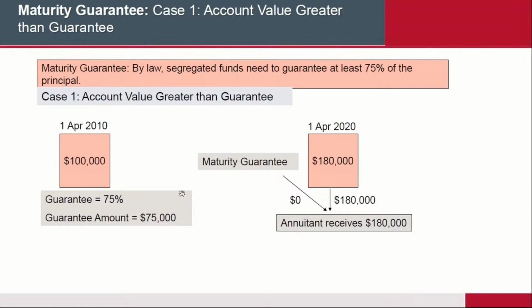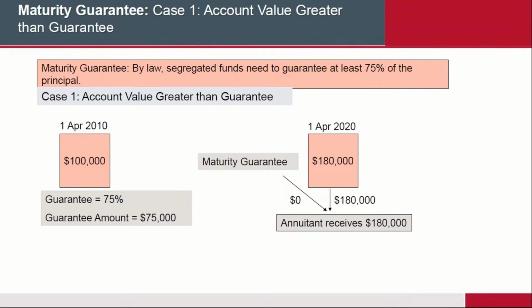So the maturity guarantee in this case, because at April the 1st, 2020, you have $180,000, in other words, you will receive $180,000. The maturity guarantee is zero. So this is where some confusion lies. If the amount of money at maturity is greater than 75%, then the maturity guarantee will be zero.